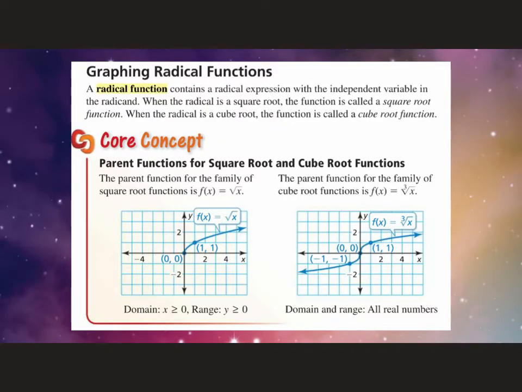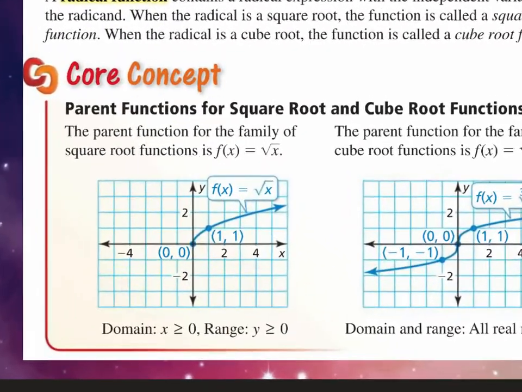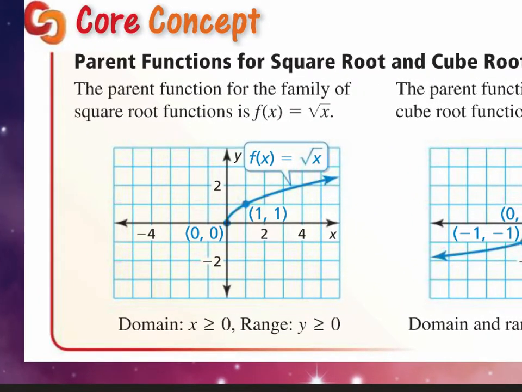So on this page, we have our graph of our parent functions. First parent function is the square root graph. So one thing to note is that you can never have a negative under the square root. So x can never be negative. So our graph starts at 0 and goes in the positive direction.